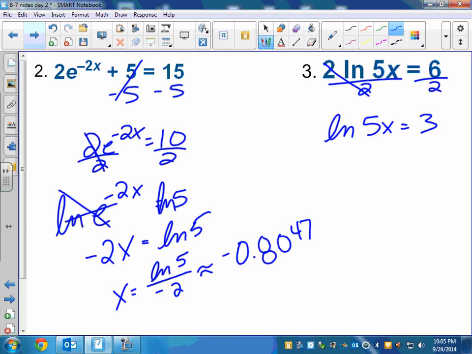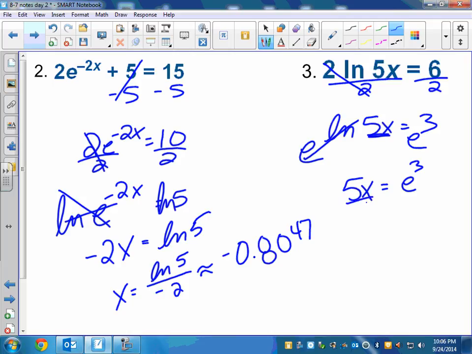And then to undo ln, we want to E both sides. So I'm going to put an E here, and I'm going to put an E here. Plus, it's just fun to say you're going to E both sides of an equation. And if you have E to the ln of something, it just gives you that something back, just like the square root, and you square it. So I'm going to get 5x equals E to the 3rd power. On my calculator, when you type E, which is the second of ln, it automatically gives you the power. So you always have E to the something.